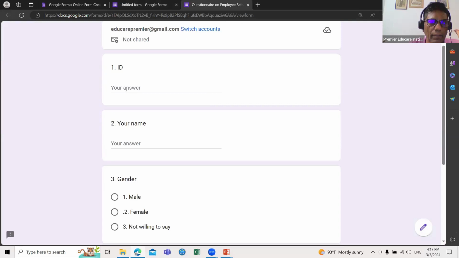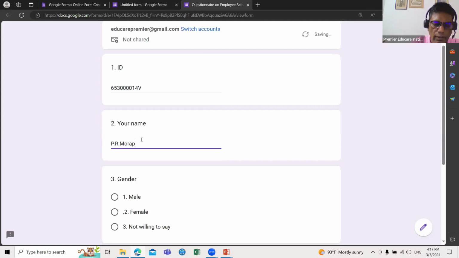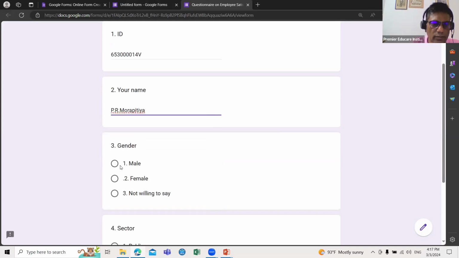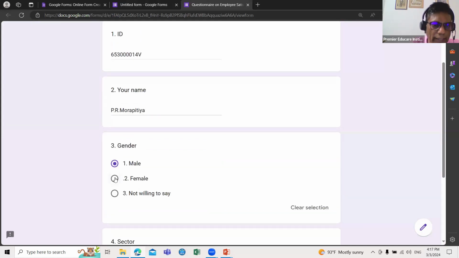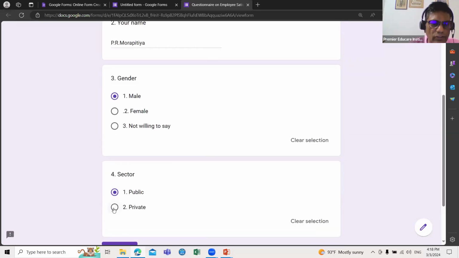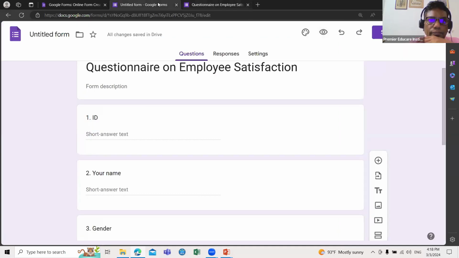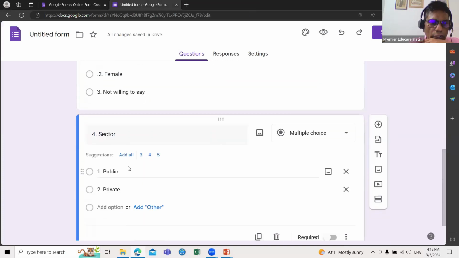See, ID number. So you can write your ID number. In my case, like this, or my name. Okay, my name is like this, and my gender is male, right? So you can click only one. Okay, you understand, right? That's it. So here the sector, public or private. So that's it. Now I will cancel this one and go back to the form, right? Now 4 questions are already complete.